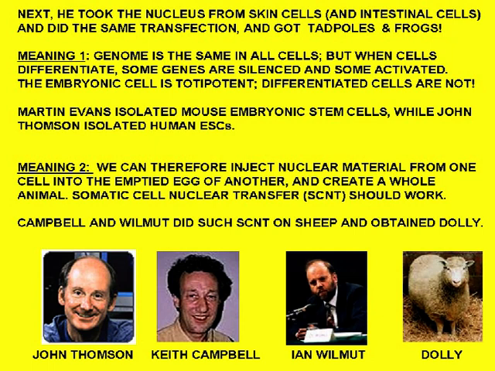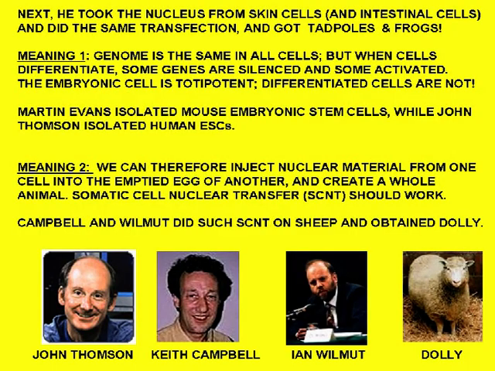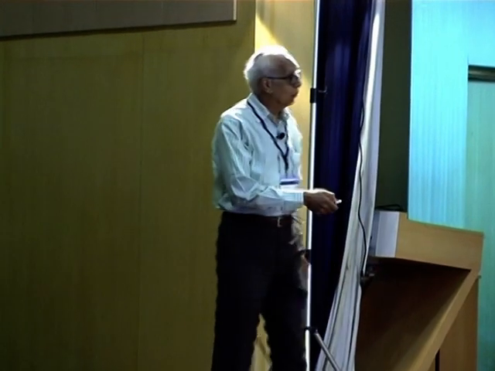This gentleman, Sir Martin Evans in Cardiff, said if you can do that with frogs, why can't I do that with mouse and rats and so on? And he actually did that. Martin Evans isolated the mouse embryonic cells, and John Gurdon isolated the tadpole cells. Another man called James Thomson isolated the human cells of the same kind. So we are talking about embryonic stem cells.